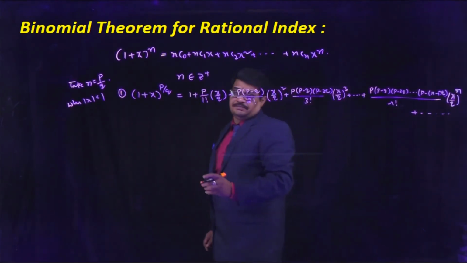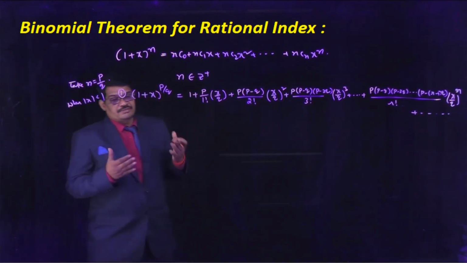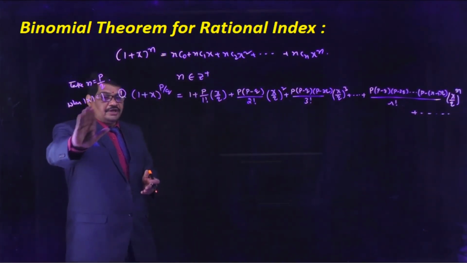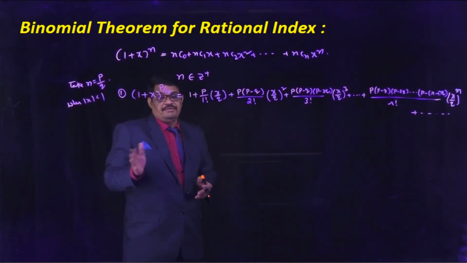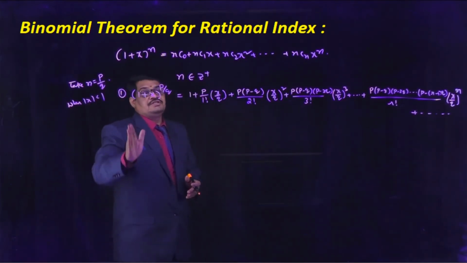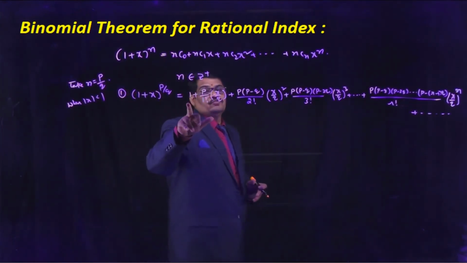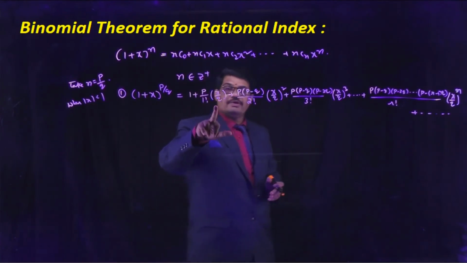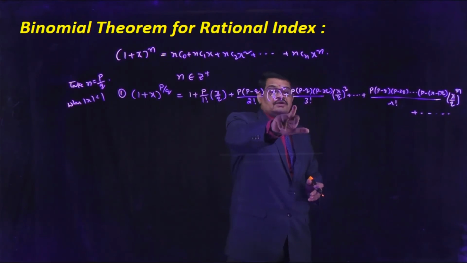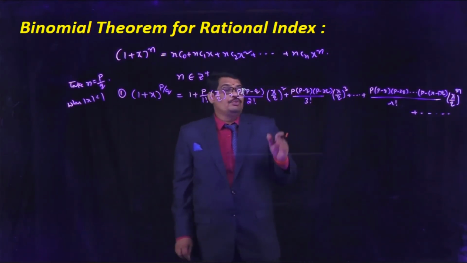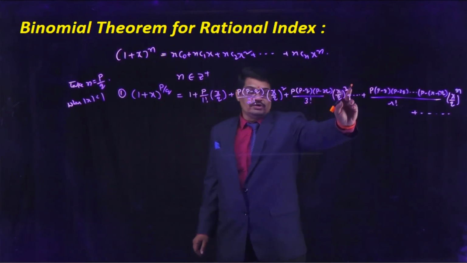So this is the expansion of (1+x) to the power p by q. This expansion is valid when mod x is less than 1. This x is a real number that must lie between minus 1 and plus 1. The expansion is 1 + p/1!·(x/q) + p(p−q)/2!·(x/q)² + p(p−q)(p−2q)/3!·(x/q)³, and so on.